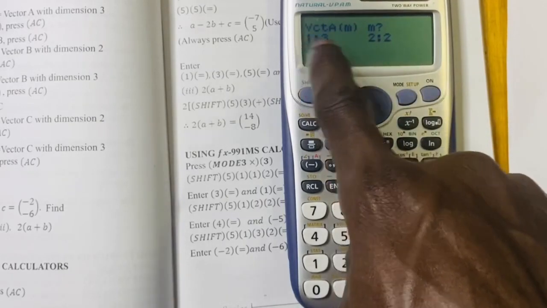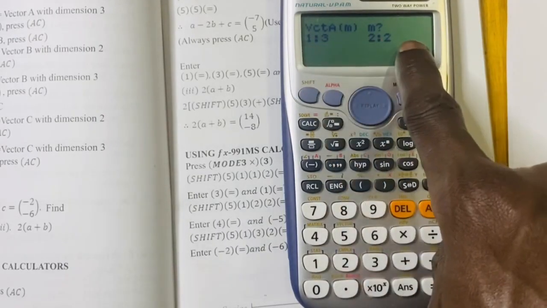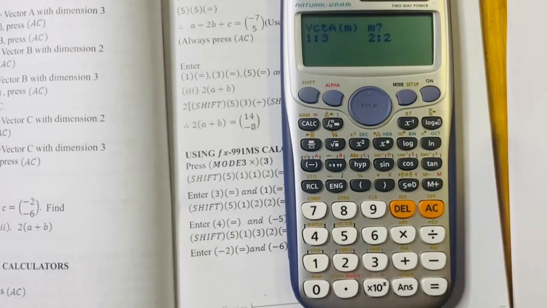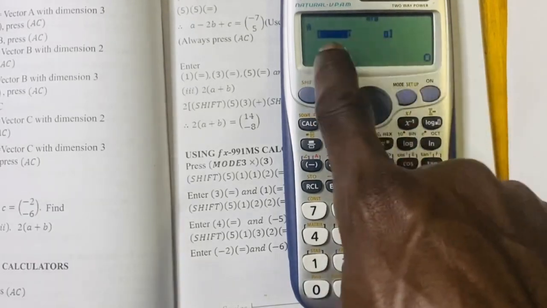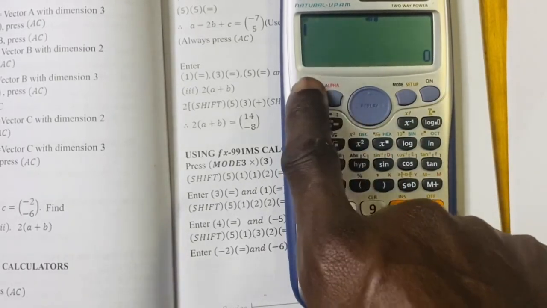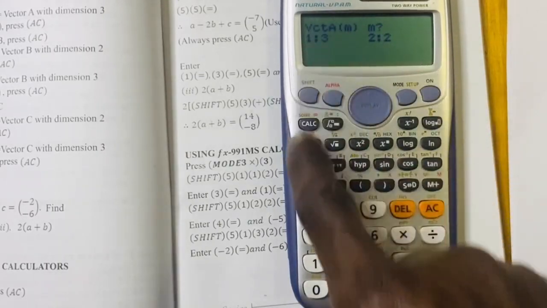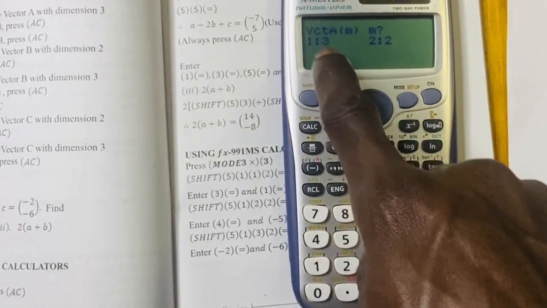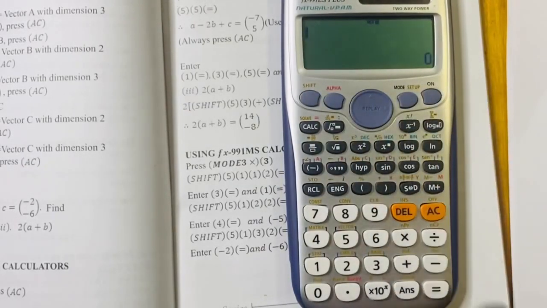The first 1 and 2 here are the digits that you will pick, but the 3 and the 2 behind are telling you the dimensions. So when you select 2, it means you are talking about 2 dimensions. If we go AC, Shift 5, then Dim, 1 for vector A, and pick number 1 again, it means we are talking about dimension 3, and it gives you 1 2 3. That's it. We go AC.